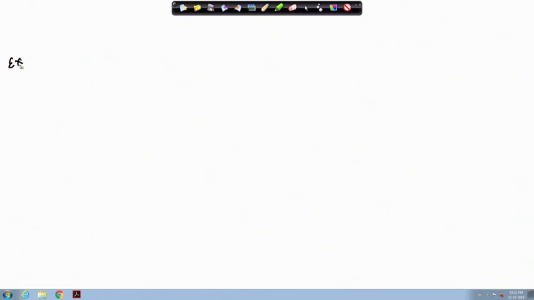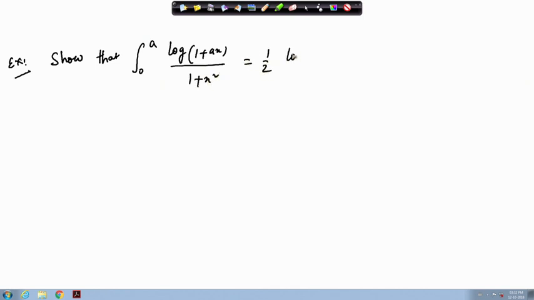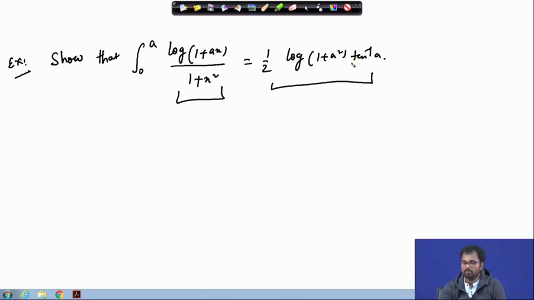Another example could be: show that the integral from 0 to a of log(1 + ax)/(1 + x²) dx equals (1/2) log(1 + a²) tan⁻¹ a. So again, if you look at this integral, it might look a little bit complicated, but on the right hand side we have a value of the integral which involves log and tan inverse.